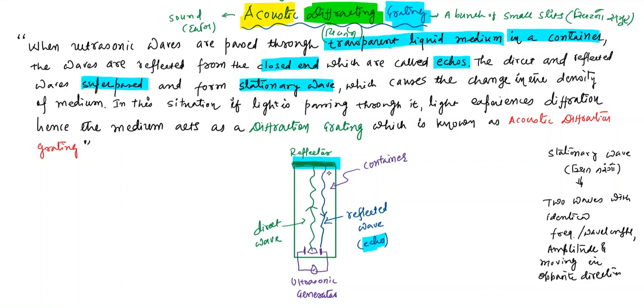So one is the direct wave, the other the reflected wave, both are the same, their frequency and wavelength are all the same. One goes this way, one goes that way, so they are moving in opposite directions with the same amplitude, so they form the stationary wave. So the superposition of these two waves forms this stationary wave.